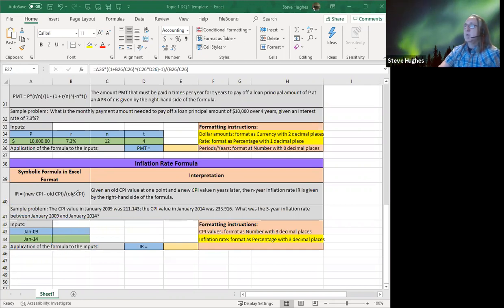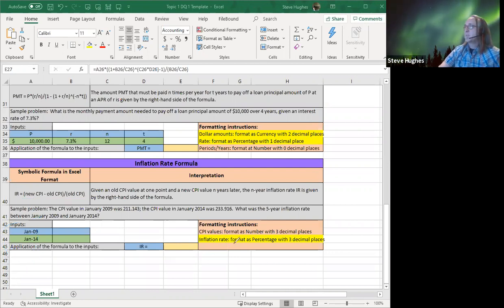Let's clear this out. Next, what formula am I going to use? Well, I'm going to use the formula here in cell A40. Watch with me, okay? Left to right, remember, left to right. It starts with the equals, parentheses, the new CPI minus the old CPI. I'm going to leave you guys to figure out what the new and the old is, okay? One is January 09, one is January 14. Which one do you think would be old and new, right?